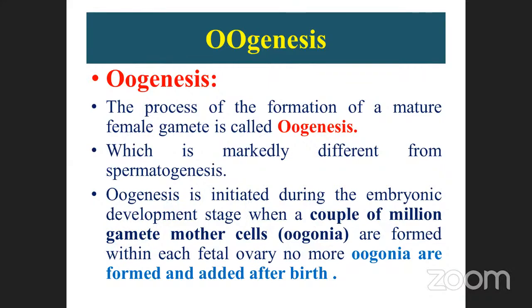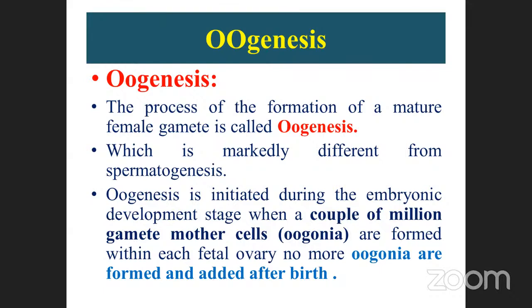Already we discussed the diagrammatical representation, isn't it? There are so many steps, similar to spermatogenesis, but oogenesis will differ. See what the differences are. Oogenesis is initiated during the embryonic development stage, when a couple of million gamete mother cells, the oogonia, are formed within each fetal ovary. Spermatogonia are sperm producing mother cells; oogonia are female gamete producing mother cells, otherwise called gamete mother cells.